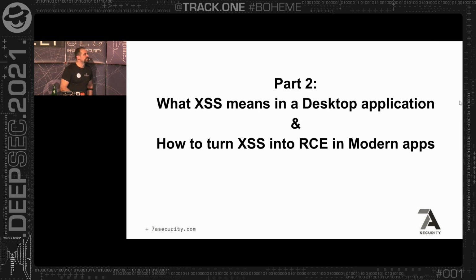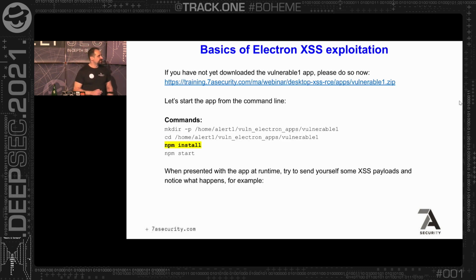So now, let's move on to what XSS means in the context of a desktop application and how to turn XSS into code execution in modern applications written in JavaScript. For this exercise, we will keep using the vulnerable application. When you download it and extract the zip file, before you npm start, you need to npm install. This will install all the dependencies of the application, for example Electron and Node.js, which are the core dependencies of every Electron app.